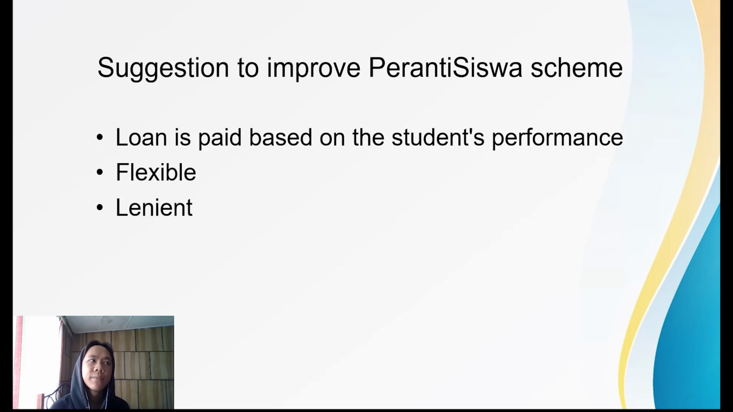For example, if the students get 3.5 and above for CGPA, they will only need to pay 10% of the loan. And if they get 3.0 and above, they will need to pay 20%, for example. So I think it is more flexible and lenient for the students to pay for the scheme.